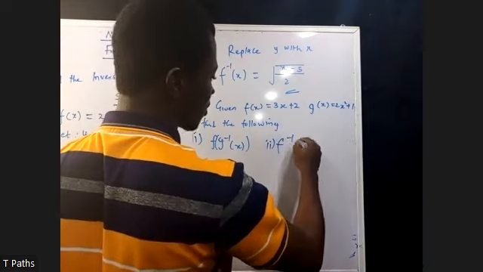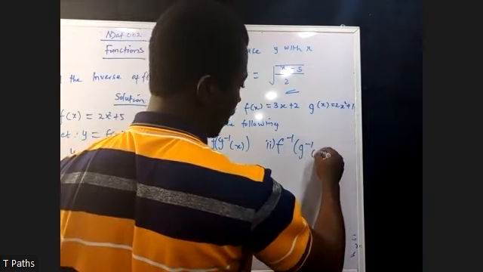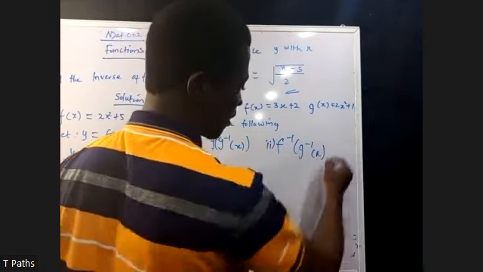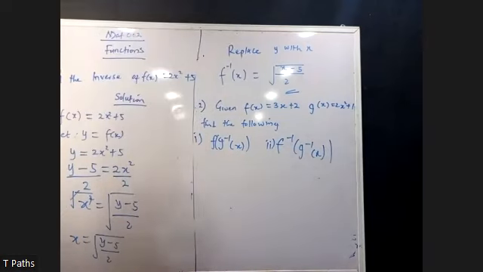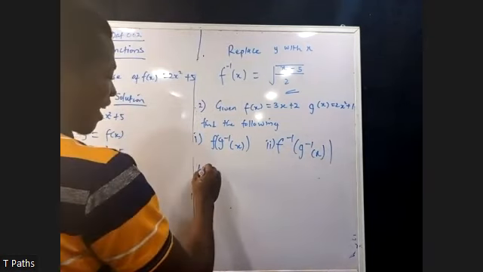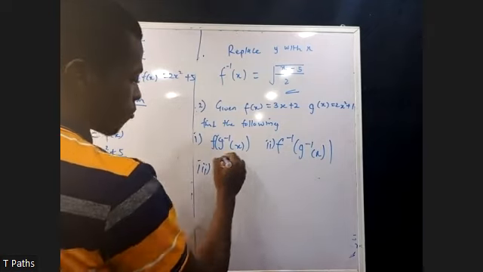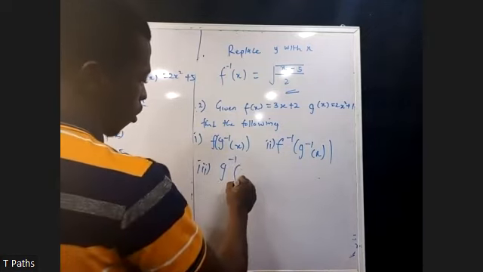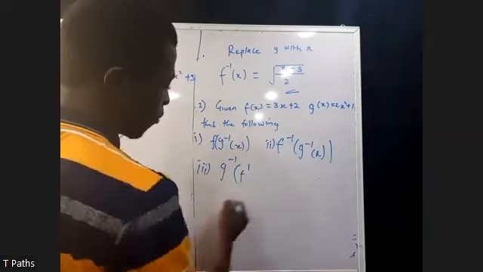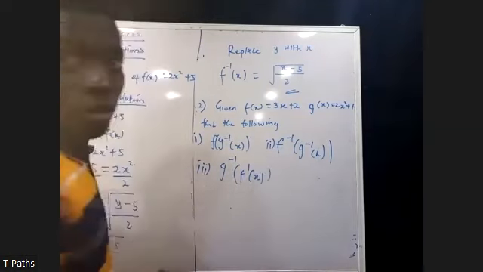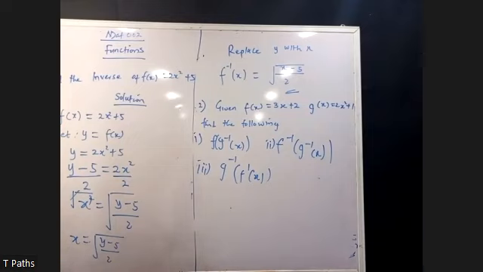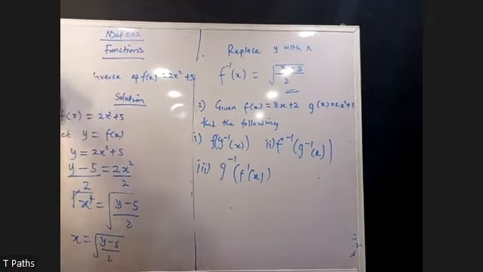f inverse of g inverse of x. Imagine they say you should find f inverse of g inverse of x. And f of g inverse of f inverse of x. So let's consider just these 3 examples on this. So I want to solve it now.